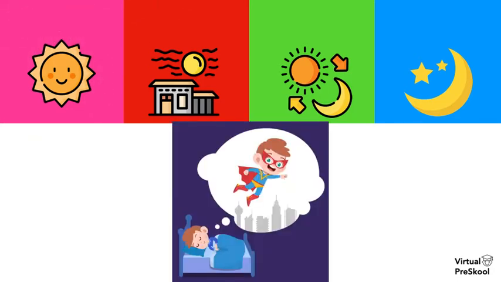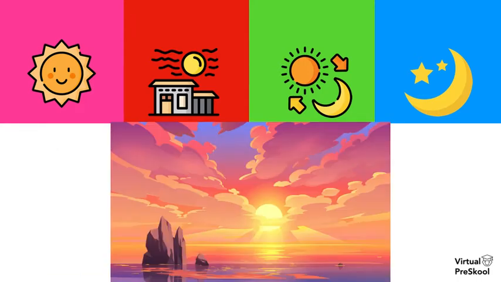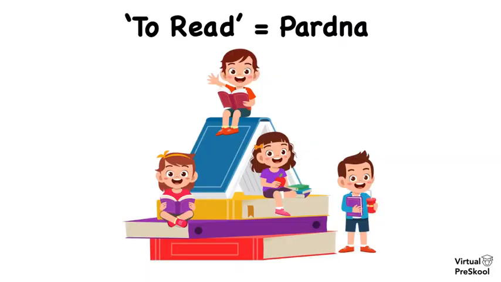subah. This boy is daydreaming about being a superhero, and we dream at night, and night is raat. And this is a school lunch, and we eat lunch in the afternoon. Afternoon in Hindi is doupher. And the sun's going down, it's sunset. Sunset happens in the evening, and evening in Hindi is sham. All right, now that you've done all those practice problems and done a good job, let's review.